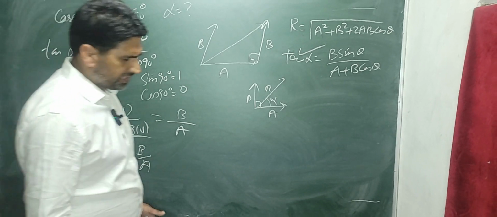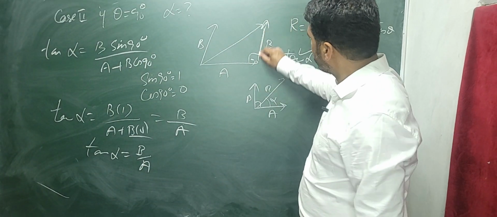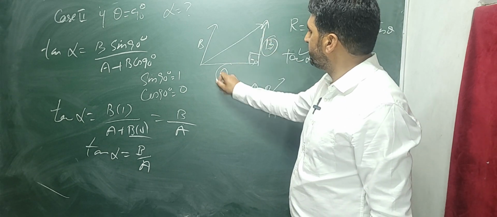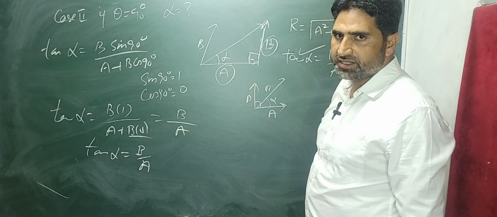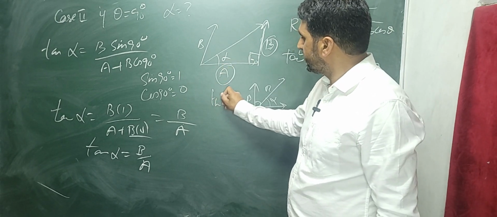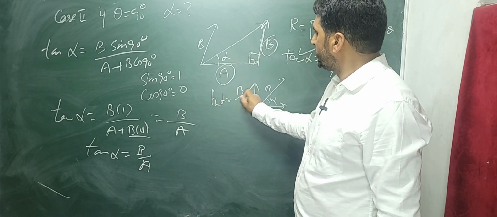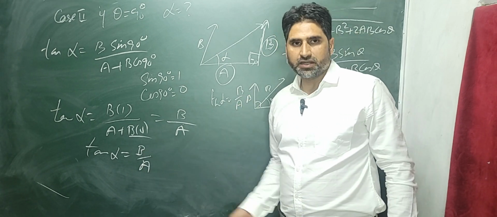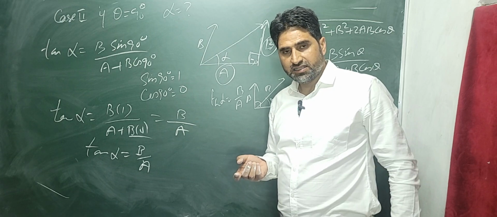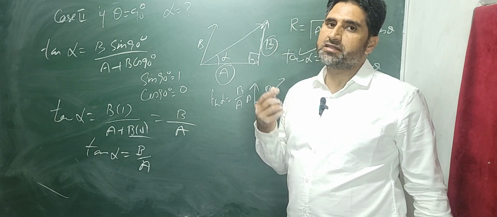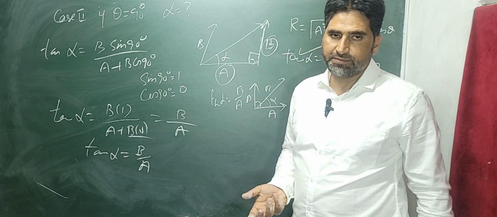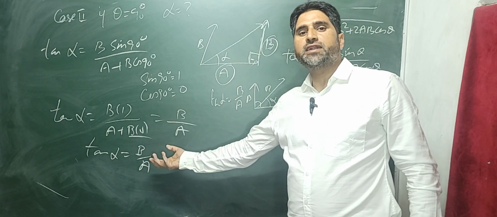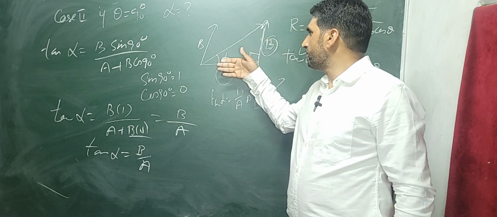As I said, these are two mutually perpendicular vectors. You can simply take perpendicular over base to give this angle's tan. Tan alpha is equal to perpendicular upon base. So this is how to find the direction. When theta is 90 degrees, the magnitude can be calculated simply by applying the Pythagoras theorem, and the direction is simply perpendicular by base.